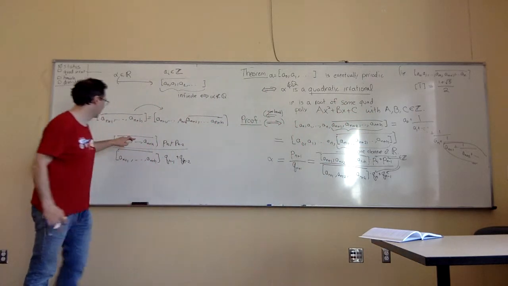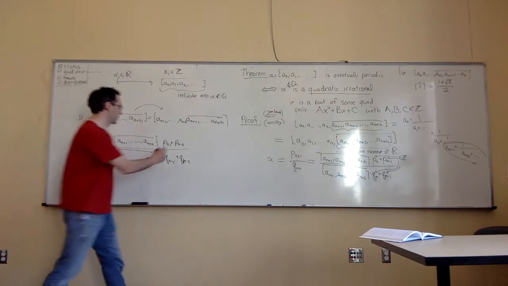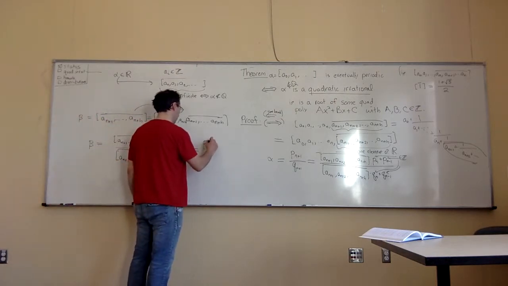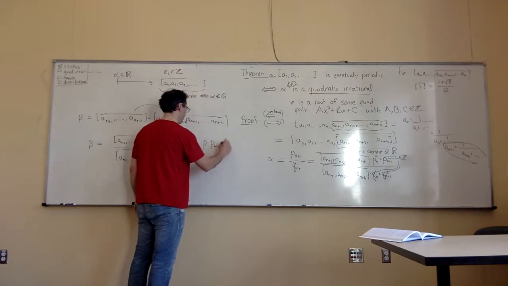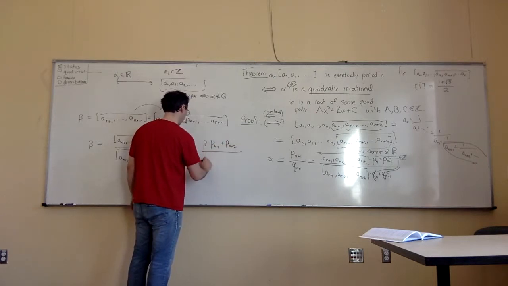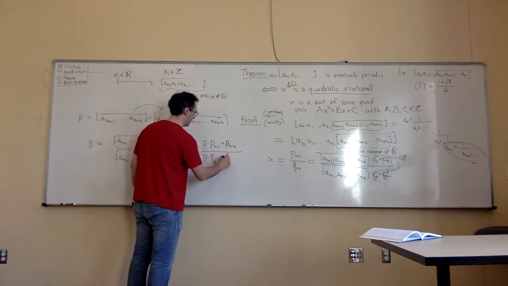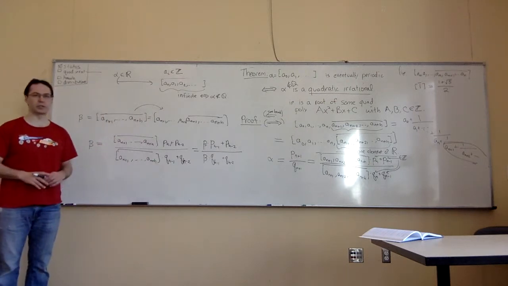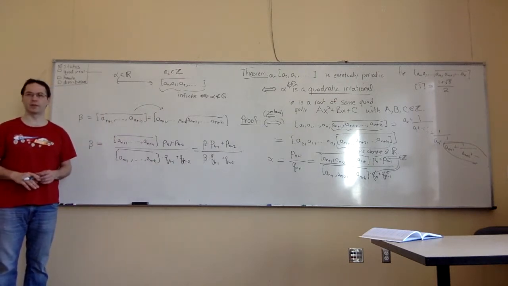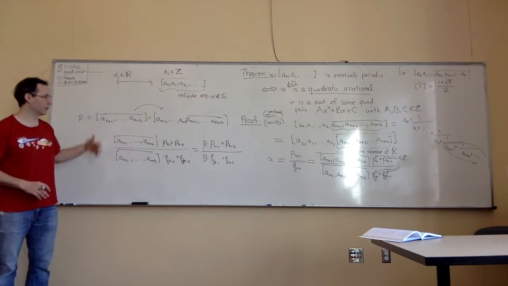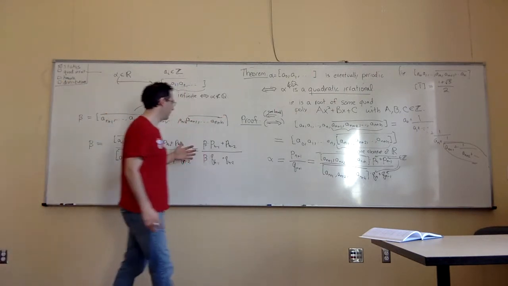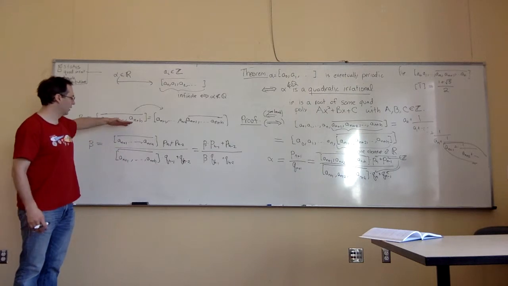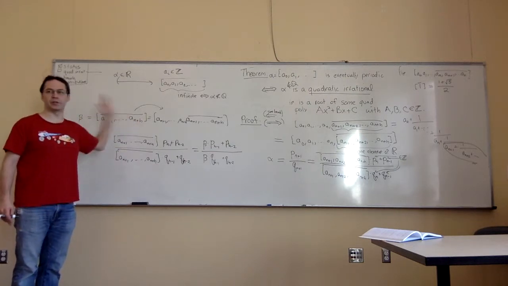Because look, this is beta, and that's beta as well. So this is beta times an integer, plus something, divided by beta times some other integer plus something else. And so now you have a quadratic relationship over the integers that beta satisfies. So beta is a root of a quadratic polynomial. And it can't be a rational number because if you consider the continued fraction of a rational number, it terminates at some point, whereas this one doesn't terminate.